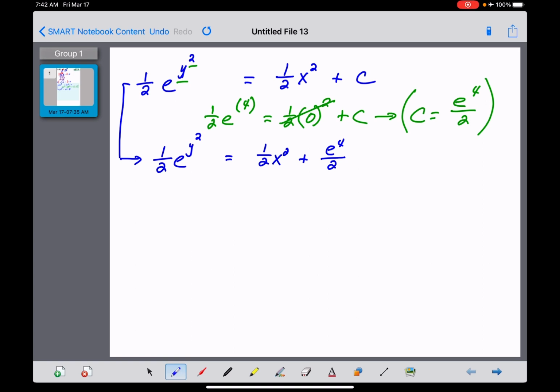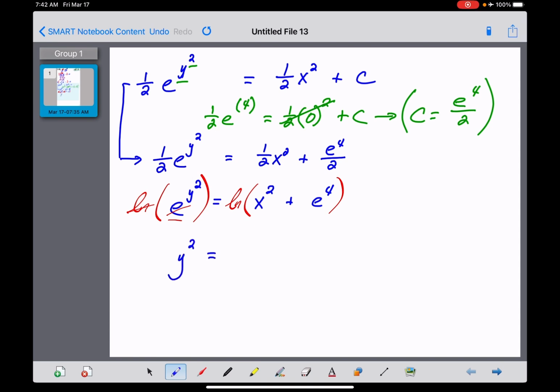We'll multiply both sides by 2 first to get rid of that 1/2. e to the y squared equals, oh, and this is convenient. When we multiply everything by 2, we just end up with x squared plus e to the 4th. Okay, moving right along. How do we get rid of this e? We're going to take the natural log of the left side, and then we'll do the natural log of the right side as well. The natural log and the e on the left cancel each other, so we get y squared equals.